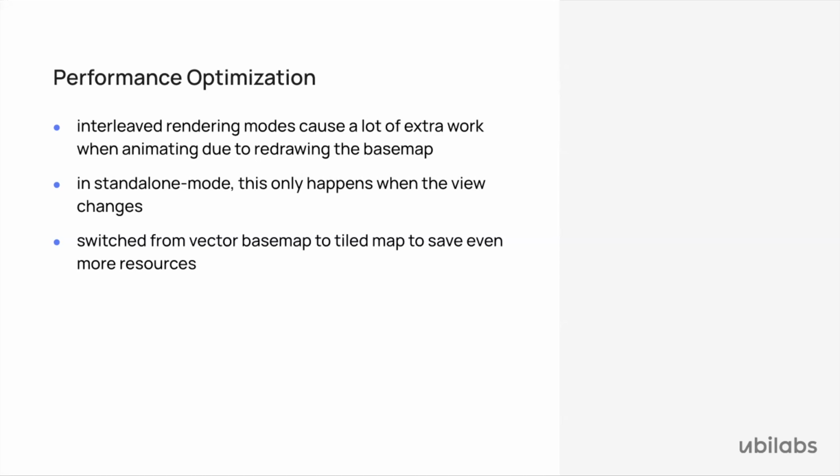And then finally, we also switched from the vector-based maps back to a tiled map. This is something very beautiful about Google Maps, that you can use the same styles and just switch between vector-based rendering and tile-based rendering. So it looks the same, but it uses a completely different infrastructure. And the tile-based maps are the most performant thing you can get there.